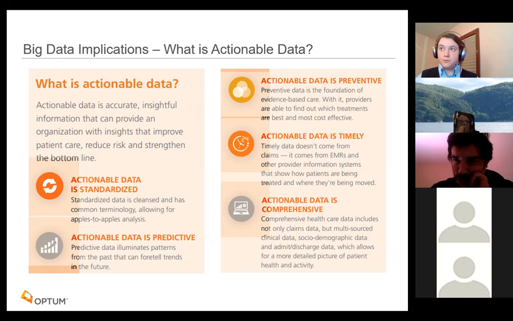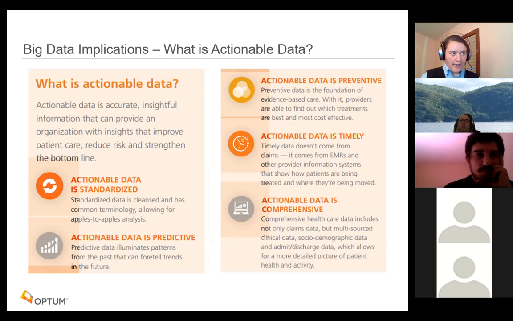Did a COVID-19 patient come in? Did they get admitted to the ER? These are the kind of metrics that various agencies would like to track on a daily basis. Actionable data is comprehensive. Comprehensive healthcare data does not just include claims, but multi-source clinical data, socio-demographic data, and admit and discharge data, which allows for a more detailed picture of patient and health activity.